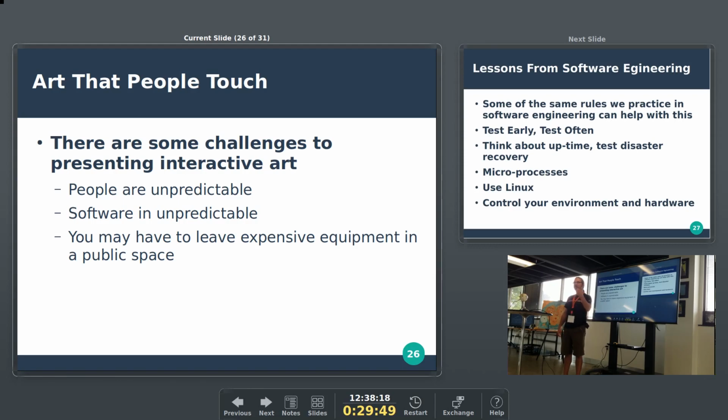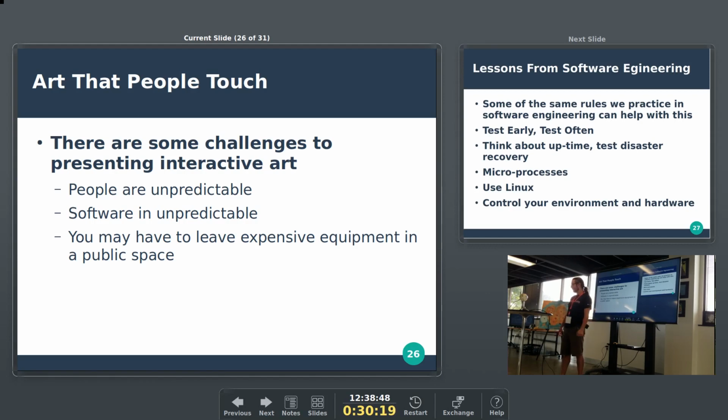So by putting it out here, and by showing that you can interact with it, you're inviting people to interact with it and touch it. You don't always know how far they're going to take that. Software itself is unpredictable. Sometimes something that works really well on one machine doesn't work on another machine. Sometimes something that works really well for 5 minutes doesn't work when it runs for 2 days. So you have all those problems converging: the unpredictability of your software and the unpredictability of the people using it.